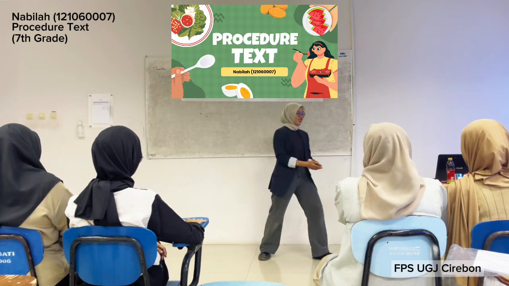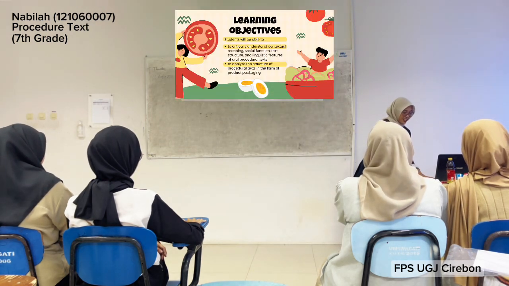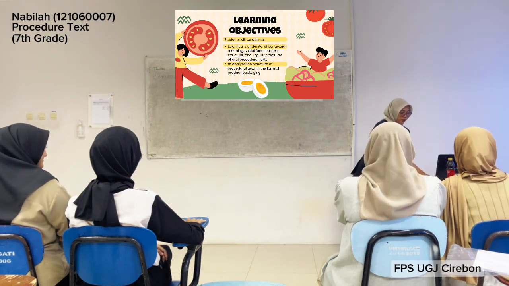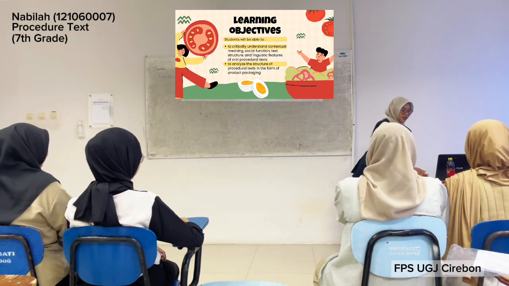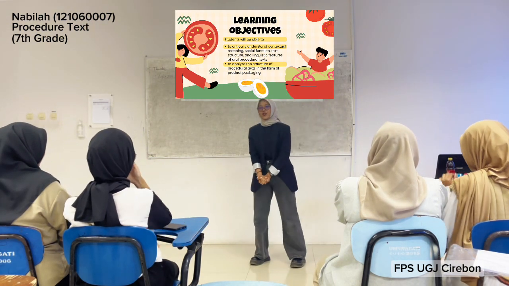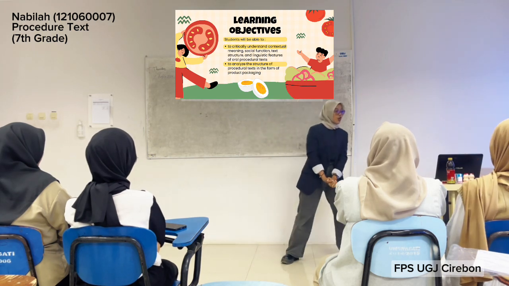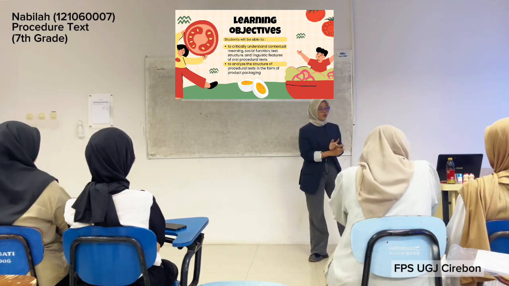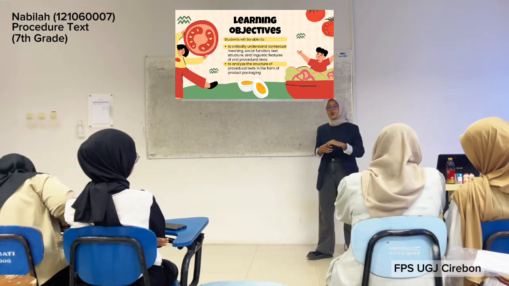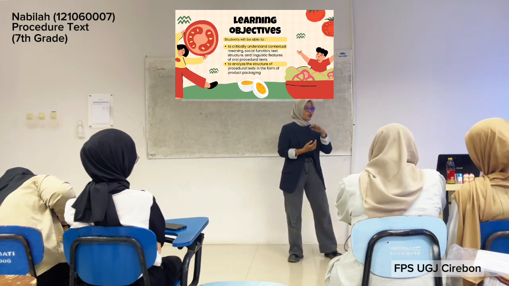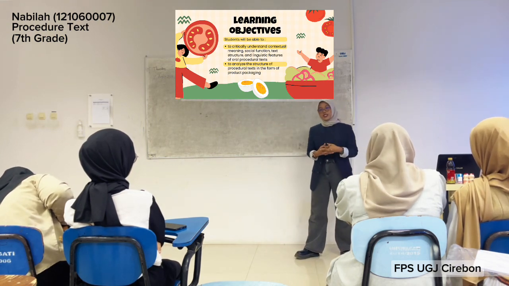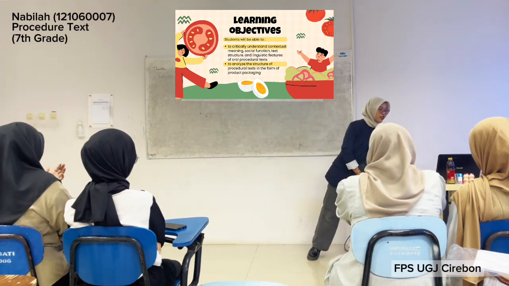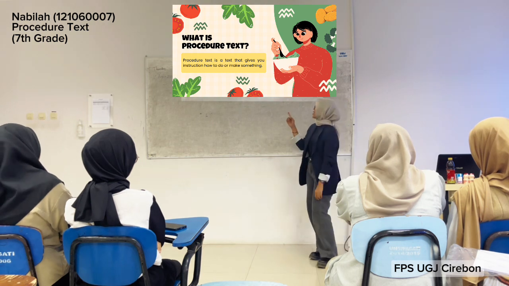Procedure text. That's correct. Okay, so after this lesson, students are expected to be able to critically understand contextual meaning, the social function, the genre structure, and the language features of the oral procedure text, and then to analyze the structure of procedure text in the form of product packaging.